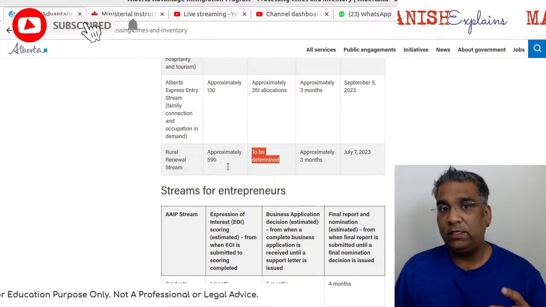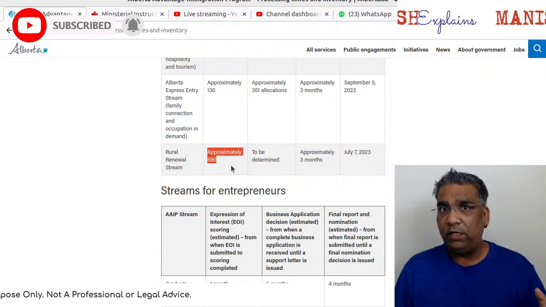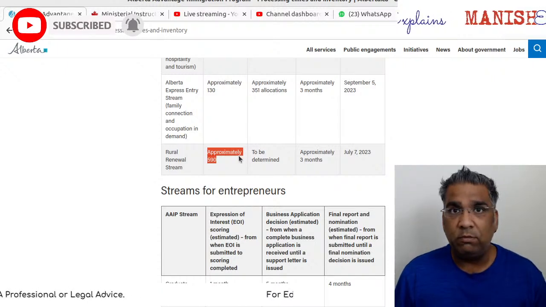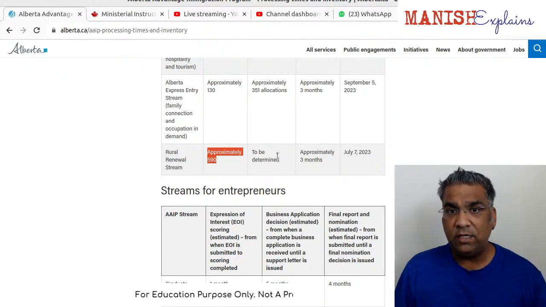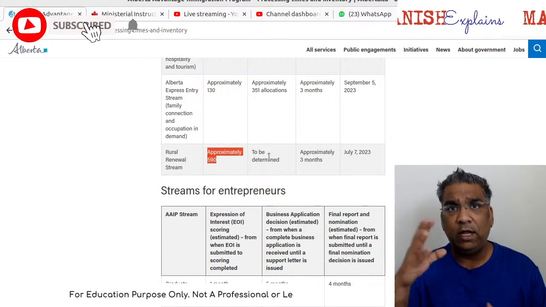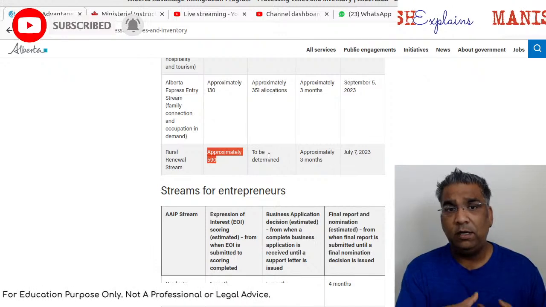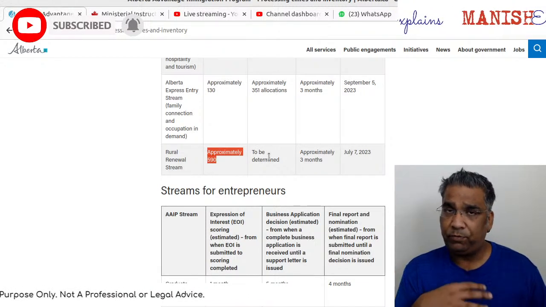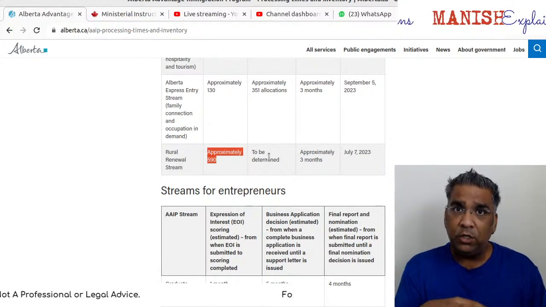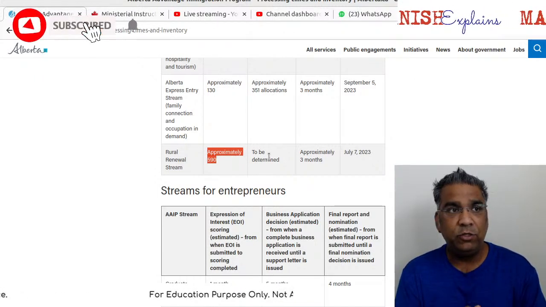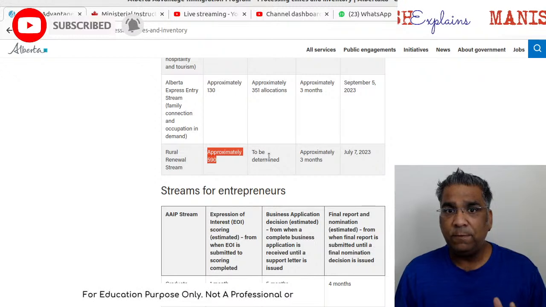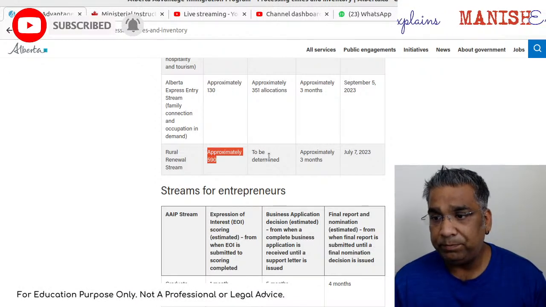If they see that by the end of the year, or in the next few weeks or months, the numbers don't change, then they can move certain allocations across streams and allocate some to the rural renewal stream. So if you think you are eligible for the rural renewal stream, you have all the documents, and you meet all the eligibility criteria, go ahead and apply.